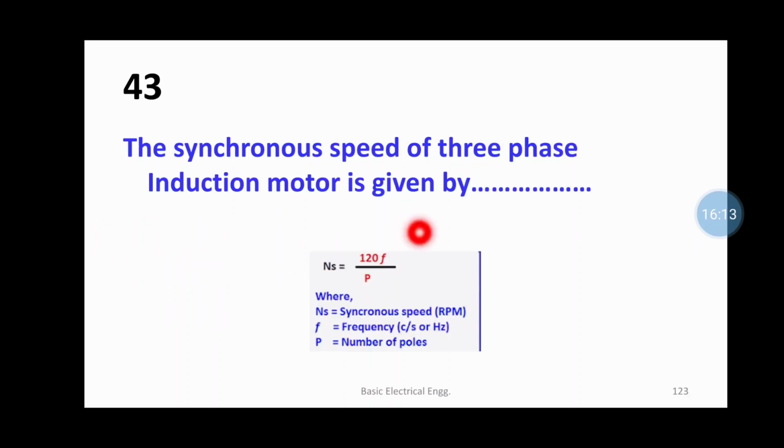Question number 43. The synchronous speed of a three-phase induction motor is given by Ns = 120 F by P, where F is the supply frequency, and we are providing the three-phase supply to the stator. P is the number of poles. So by using the formula, you can compute the synchronous speed of a three-phase induction motor. This is also quite important.